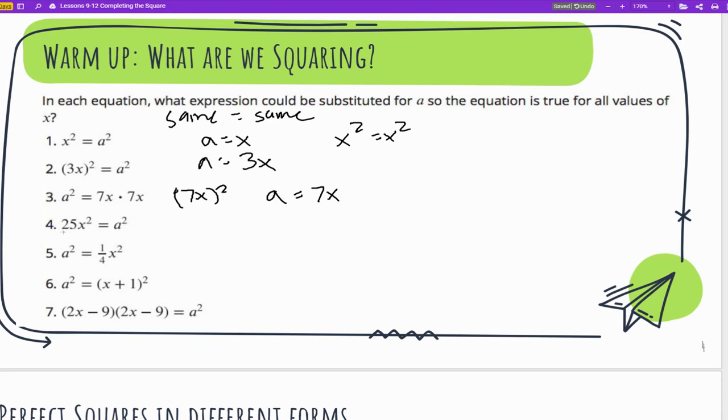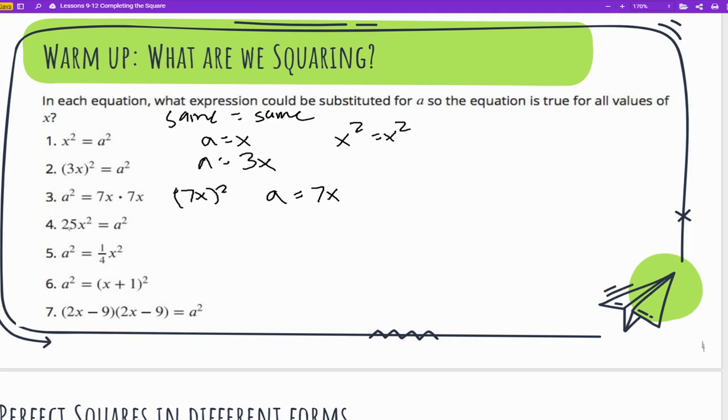So what about this one? 25x squared equals a squared. Oh, well, that's just the same as the last one, right? Because 7x. But wait. Notice with this one, there's a lack of parentheses here. So the 25 is separate from the x squared.